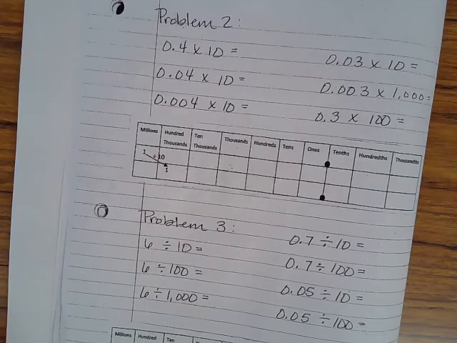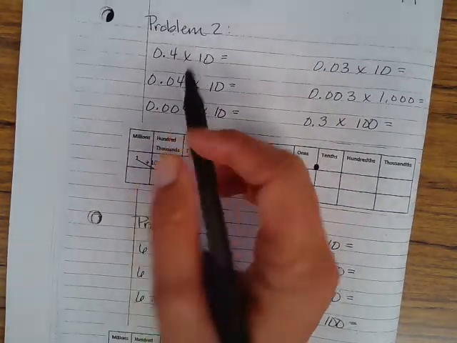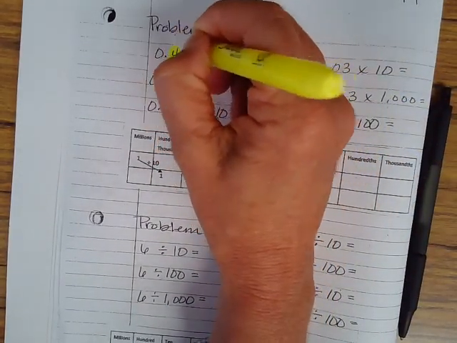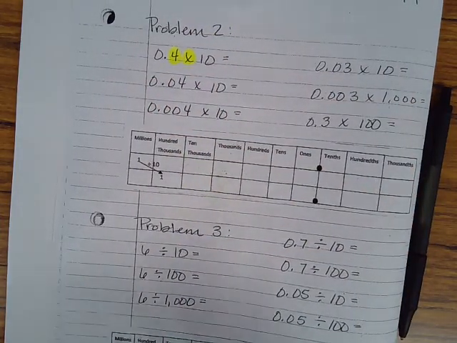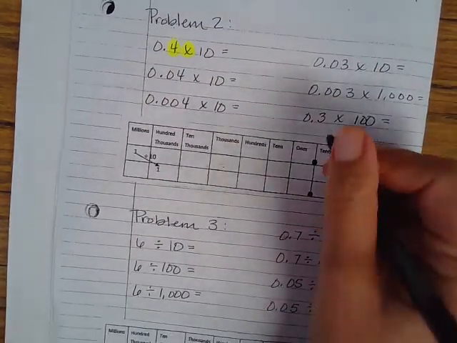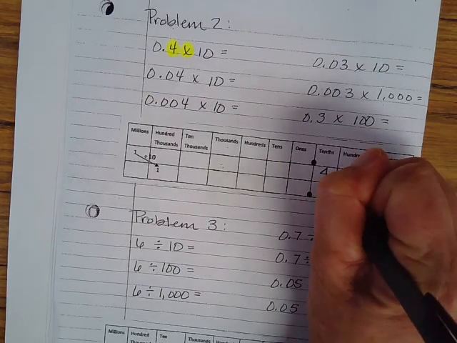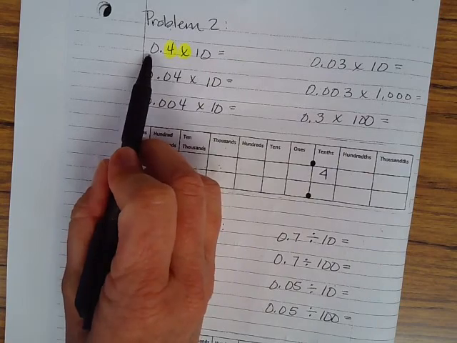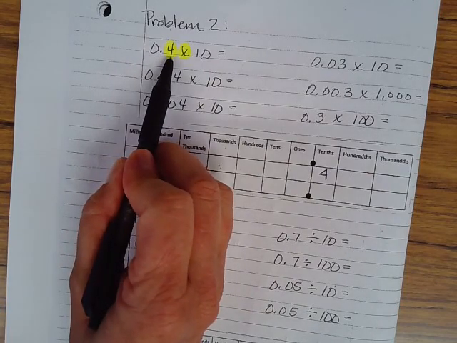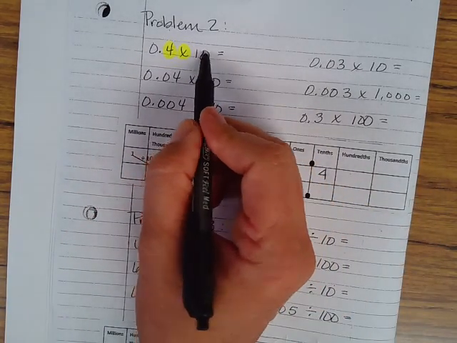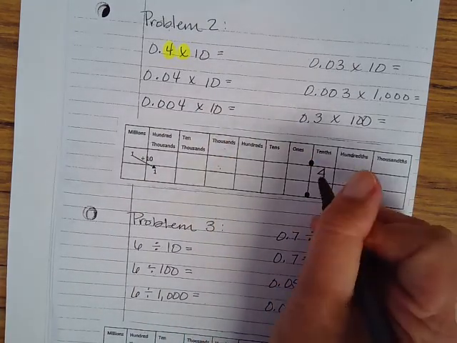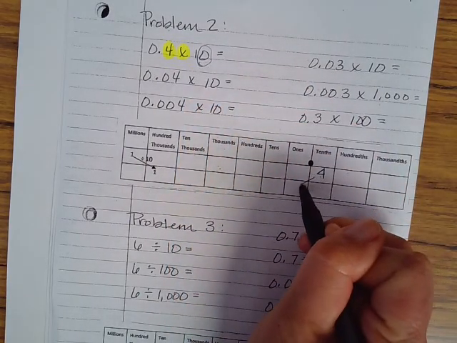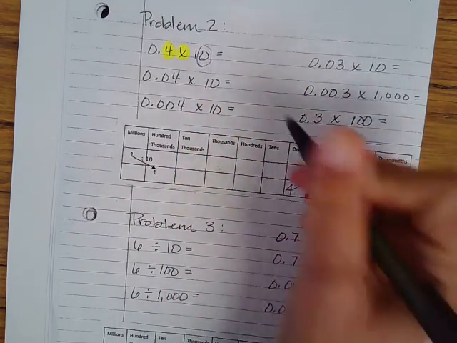Okay? Here we go. Problem 2. Now, this time we're multiplying. So we're starting off here at 4/10. So this problem here, we're starting out at 0.4. Now we're multiplying, so it's getting 10 times bigger. So I'm moving my number one time. So now my number becomes 4.